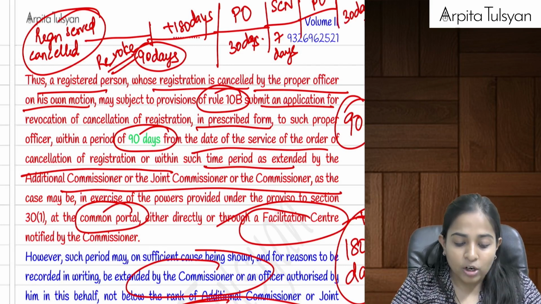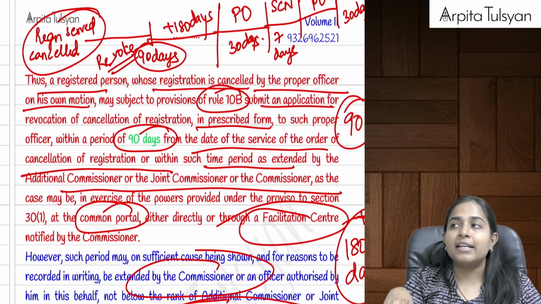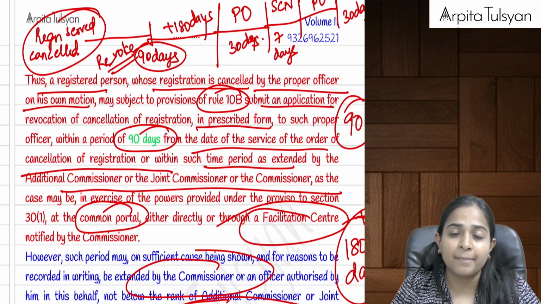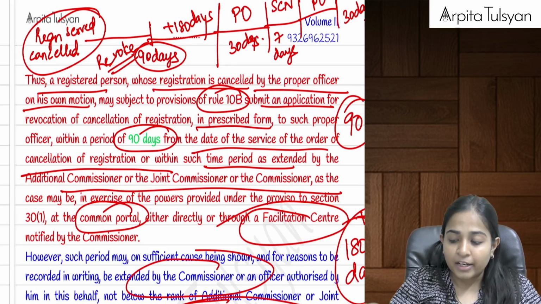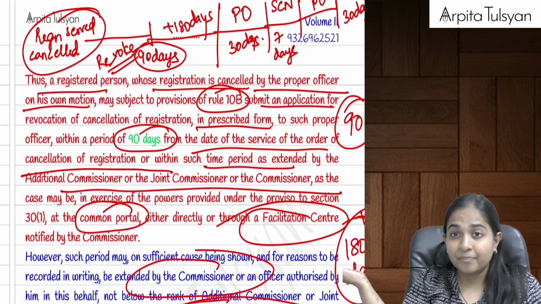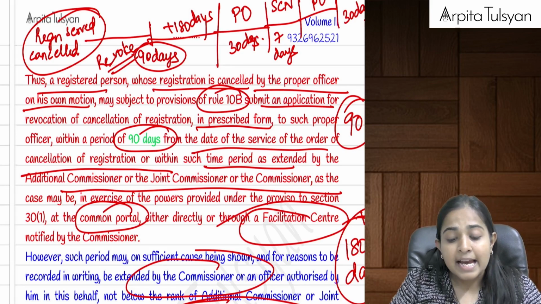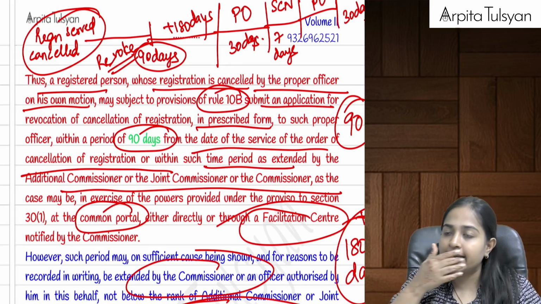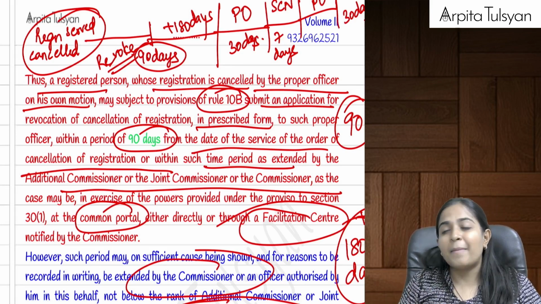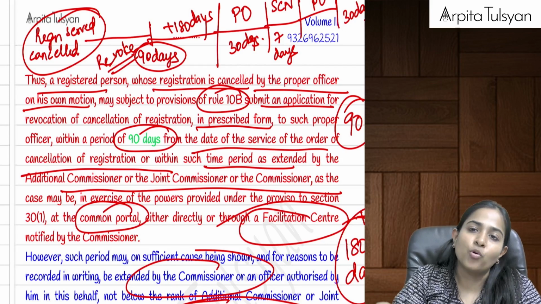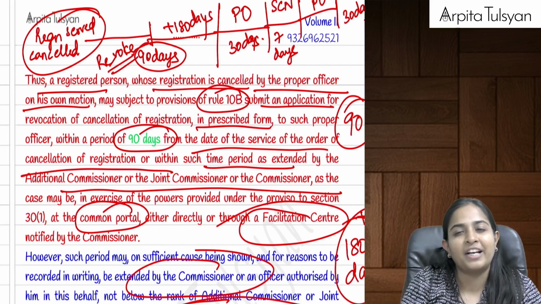Once it got served, do I still have the option of filing the revocation application? Yes, I can go within a period of 90 days from the date when the cancellation order was served on me. And this 90 days can be further extended by the commissioner by a maximum period of 180 days. Within these many days, I should make an application for revocation of cancellation.